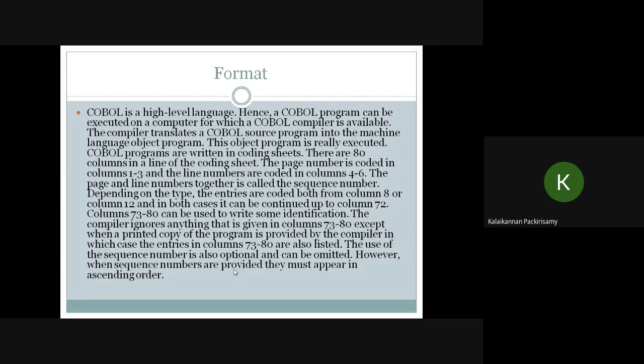We have column numbers. So 1 to 3 for page number, 4 to 6 for line number. And you could include your divisions between 8 and 12, and you could start your coding between 11 or 12 to 72. So these are the things about the format of a COBOL program.